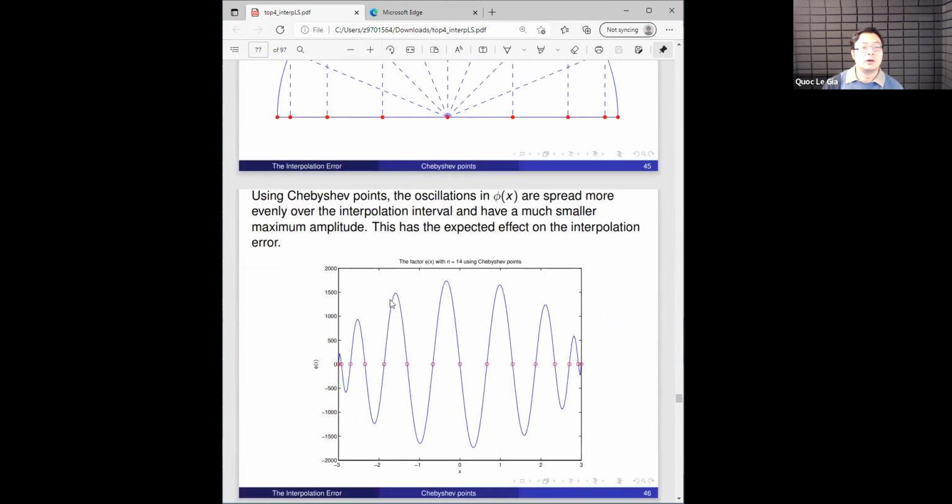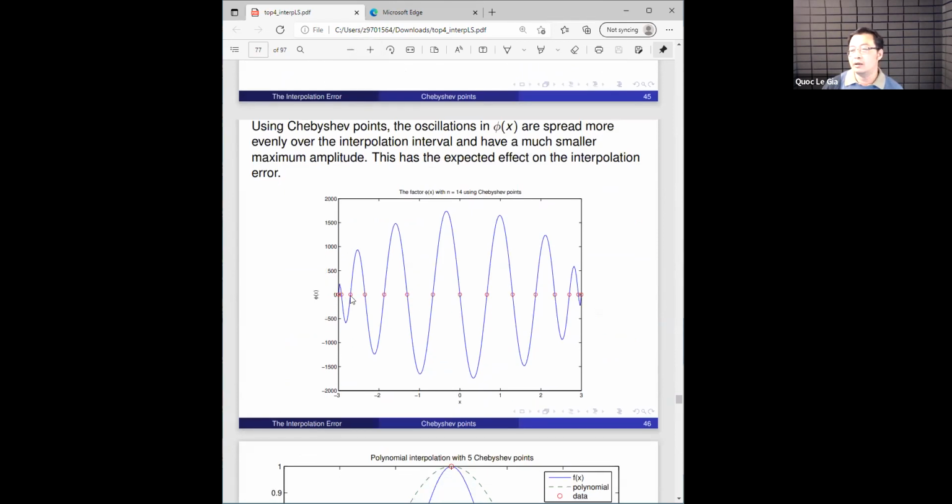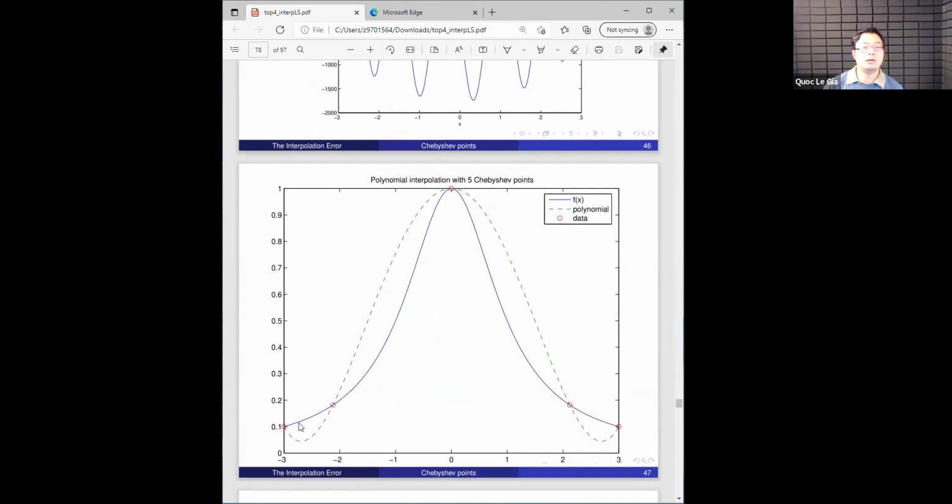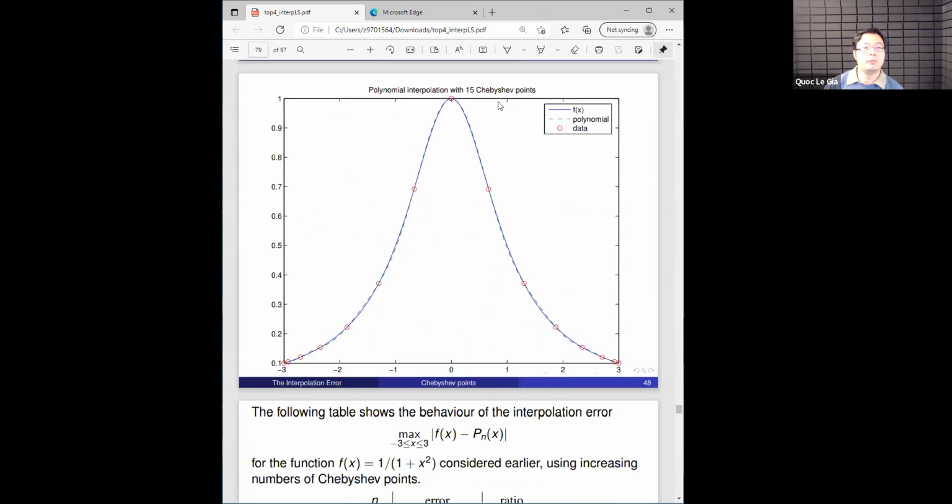Okay. So then, if you use Chebyshev points, then the errors are reduced at the two ends. You can see that. The errors before were very big at the two ends, but now they are very small at the two ends. And now, if you use Chebyshev points, for 4 points we have this situation. But for 15 Chebyshev points, the polynomial agrees very well with the function. So that is the advantage of Chebyshev points. You put more points at the two ends.